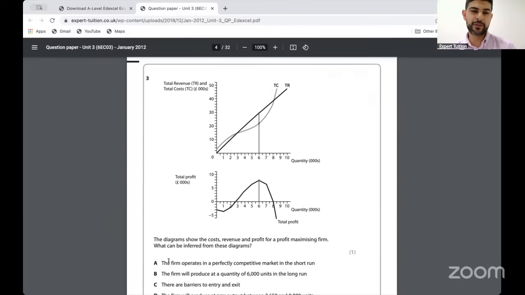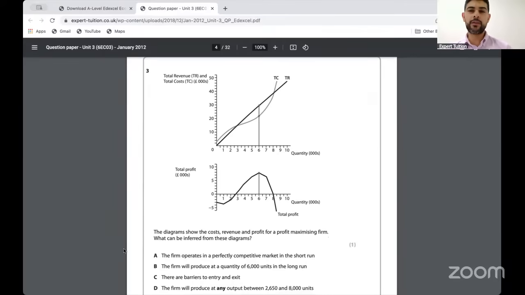Okay, let's just look at it together. Hopefully you are recognizing something immediately. And if you are, it will make your life so much easier. If you're not, then you're going to struggle to answer this question. And it's why I wanted to begin here. Because if you ever see a TR curve that is a straight line like that, you need to instantly know that this is perfect competition. Only in perfect competition is the TR curve going to look that way. And let me quickly explain why.